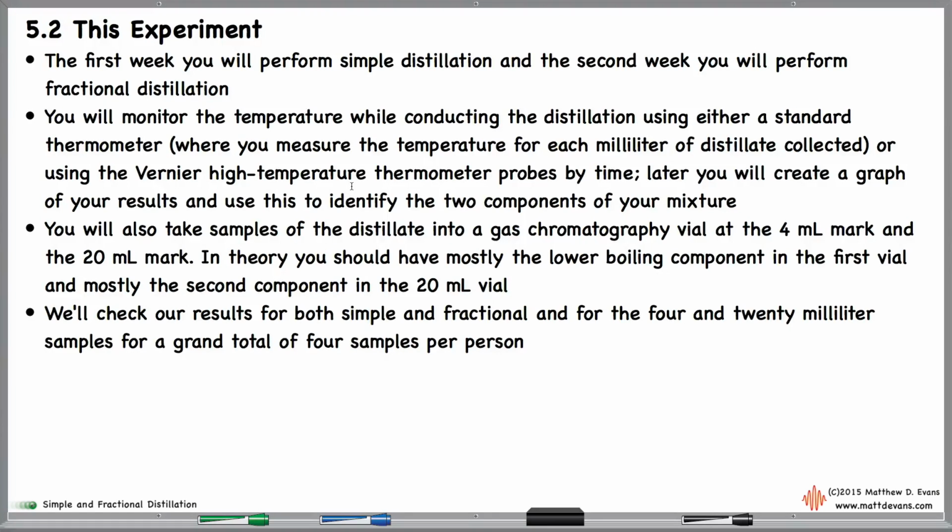So don't forget to take a sample at 4 milliliters as you're collecting distillate, but also 20 as well. Another thing you want to watch out for is leaks in your setup. So when you first get set up, it's wise to call me over and make sure that we don't have any leaks. Because if you have a leak, you're not going to be able to get to the 20 milliliter mark.